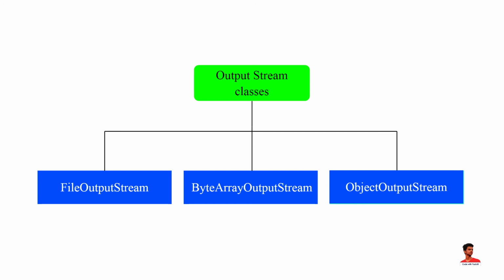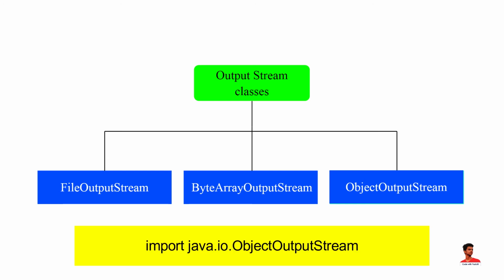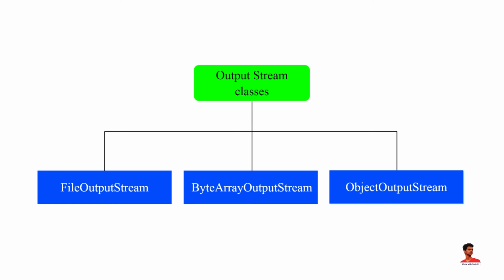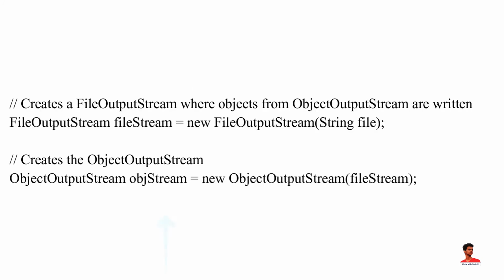In order to create an object output stream, we must import the java.io.ObjectOutputStream package first. Once we import the package, here is how we can create an output stream. Here we have created an object output stream named OBJStream that is linked with the file output stream named FILEStream.